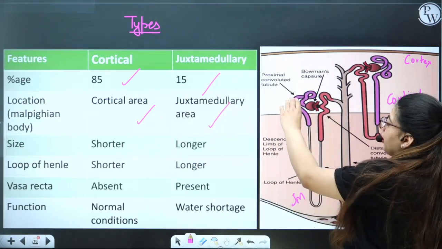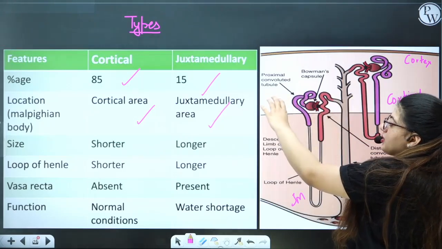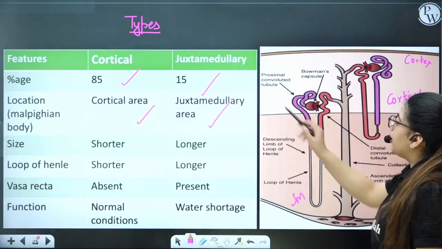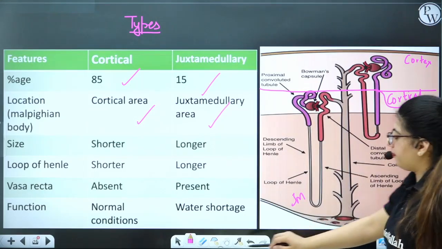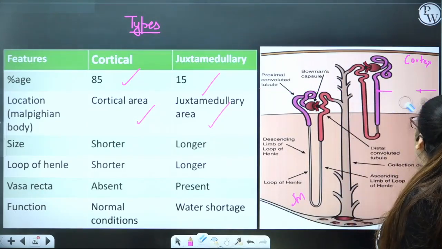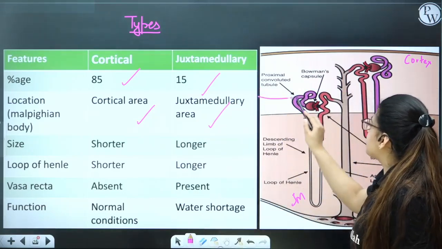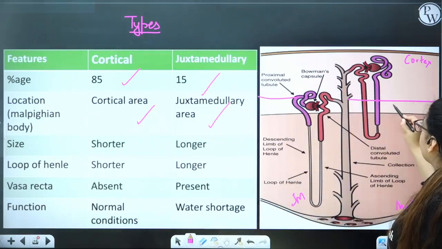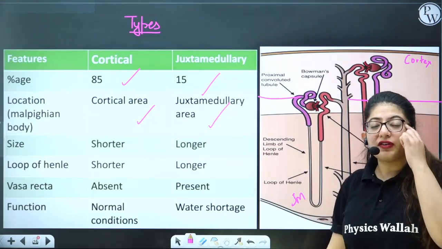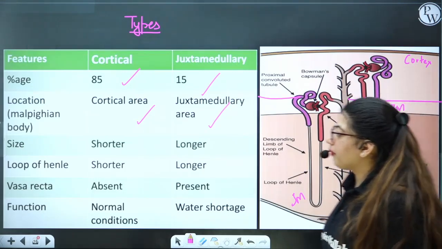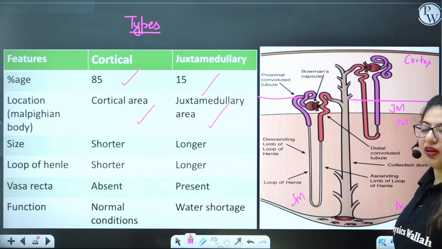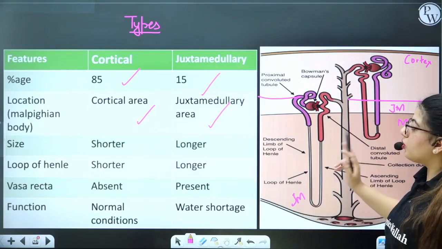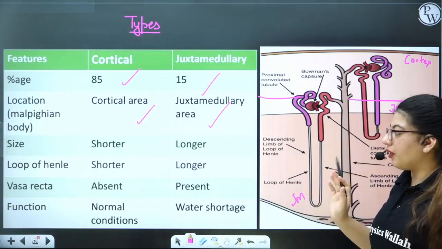It's that particular area which is present between the cortex and medulla. If I say this is your cortex, okay, this is cortex. Let's demarcate now clearly. If this is your cortex region, upper one, this region is juxtamedullary, this region is medullary. Okay, so it will start from your juxtamedullary region. The size of cortical, as you can see, is shorter, whereas juxtamedullary, they go deep inside the medulla, so you call it as the juxtamedullary nephron.